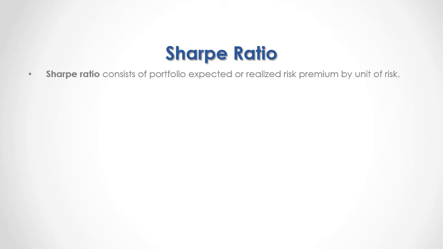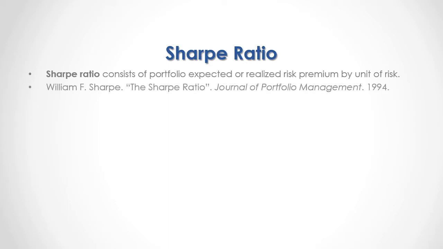The Sharpe ratio consists of portfolio expected or realized risk premium by unit of risk. For full reference, I recommend that you read William Sharpe, The Sharpe Ratio, published in the Journal of Portfolio Management in 1994.